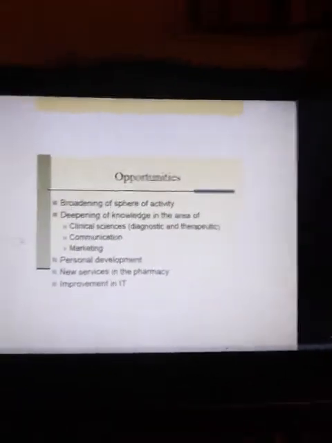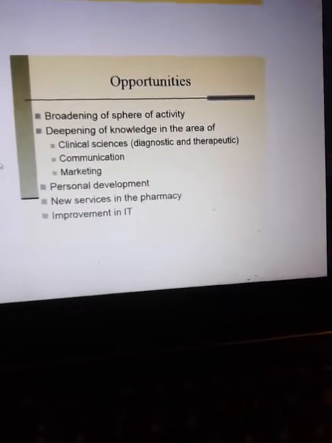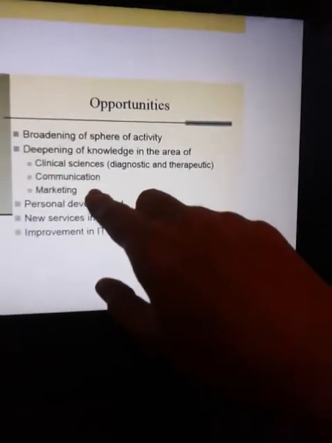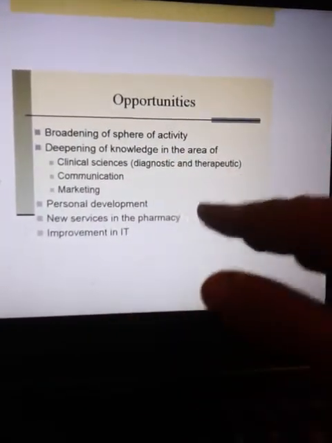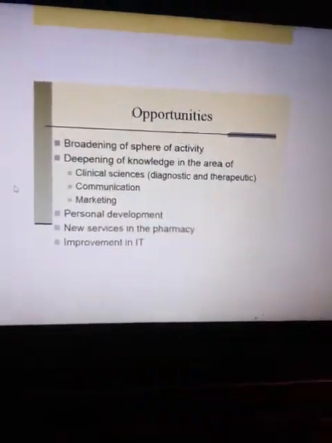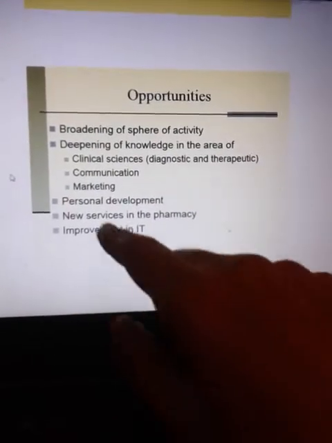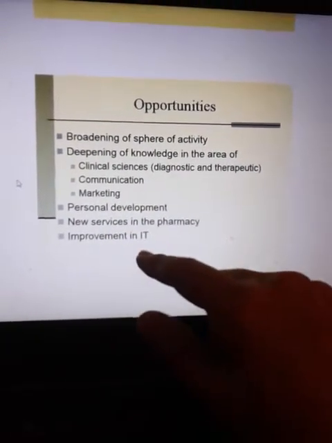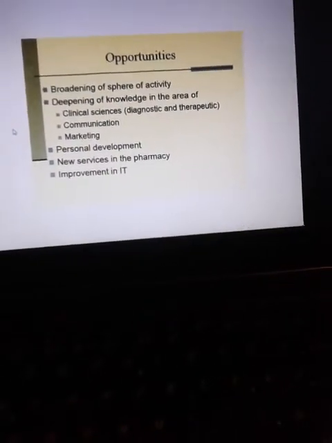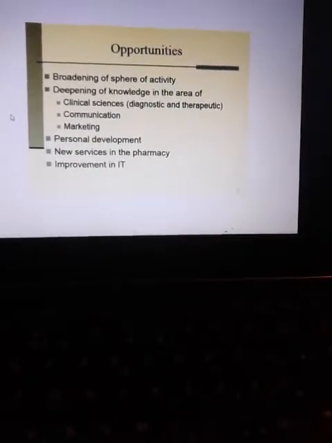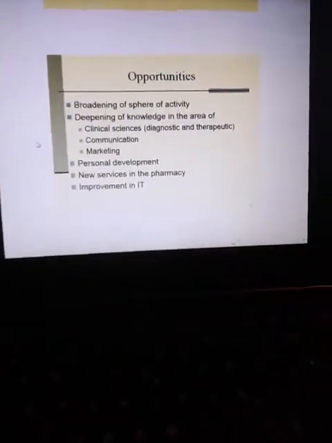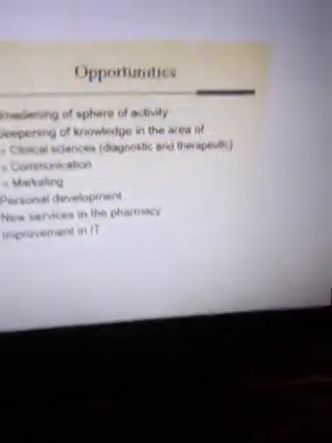Opportunities: broadening of a sphere of activity, depending on knowledge in the area of clinical science, diagnostic and therapeutic, communication and marketing. Deepening: we should go deep into the knowledge of clinical science, communication and marketing. Personal development, new service in the pharmacy and improvement in the IT, software and communication should increase. New service, for example blood pressure measuring, advice face to face, clinical pharmacy, therapy management, adherence, compliance, increase the adherence and compliance of the patient. These are the new services in the pharmacy.